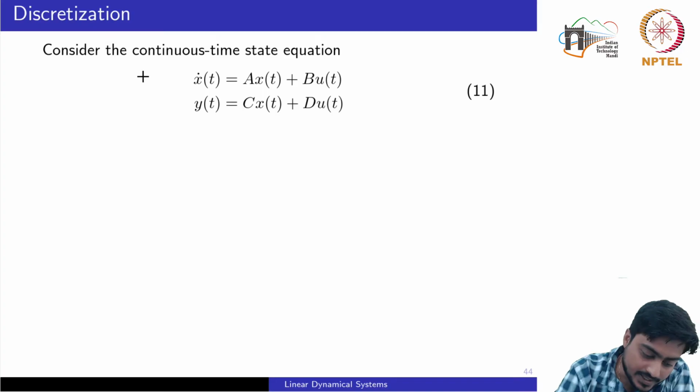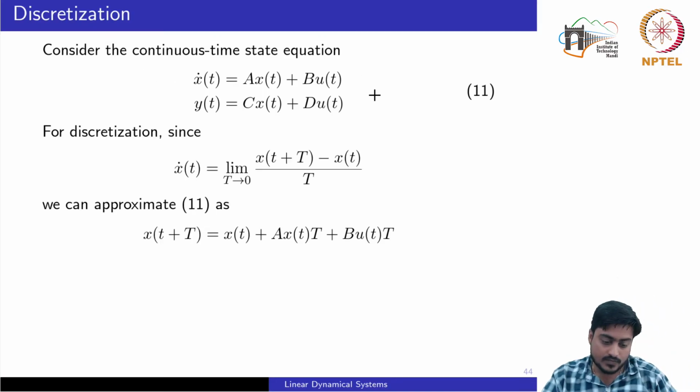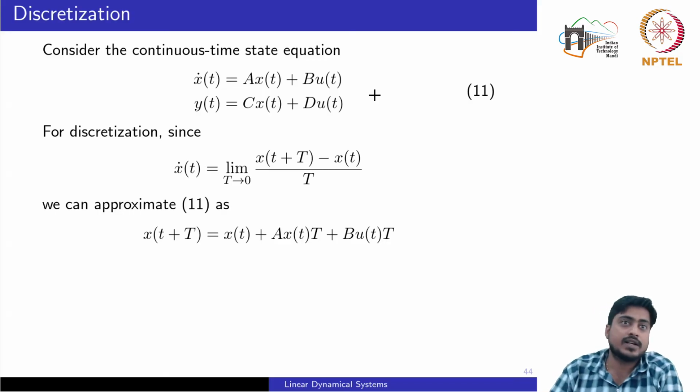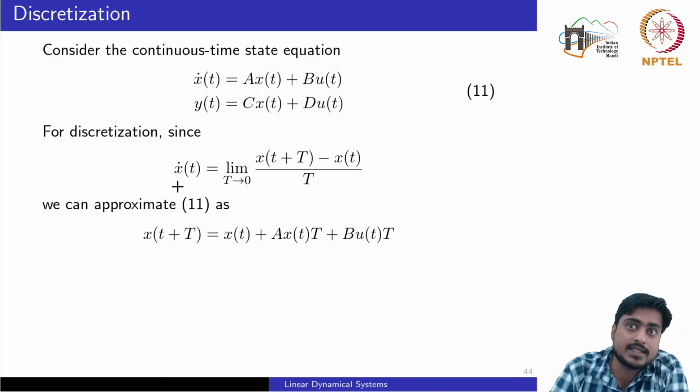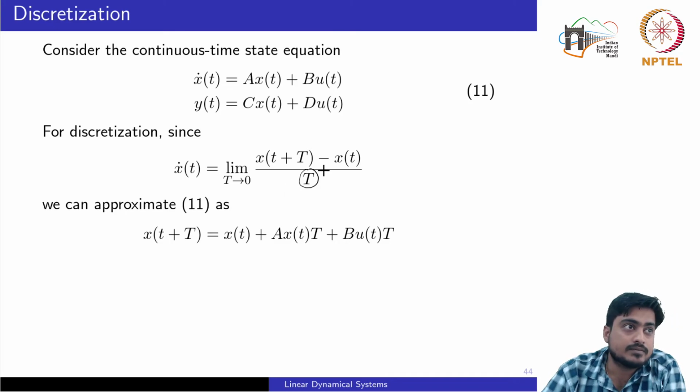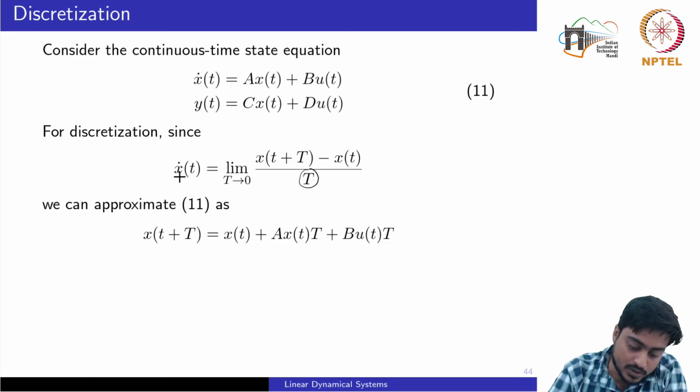So for example, given the continuous time system by this part, the straightforward approach for discretization is to approximate this x dot of t by this part, where T is the sample time. So we are approximating this derivative by x of t plus capital T minus x of t, divided by capital T. Whenever this capital T approaches 0, this part would become x dot of t.